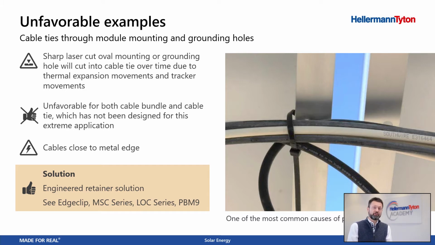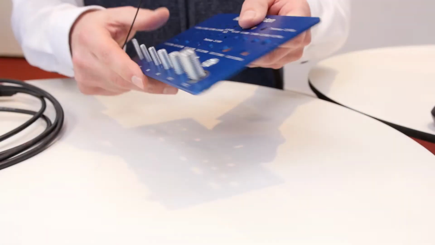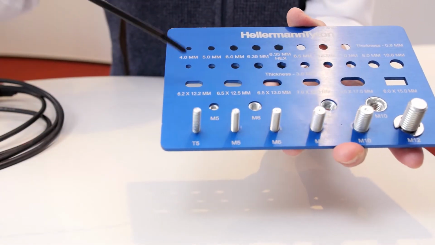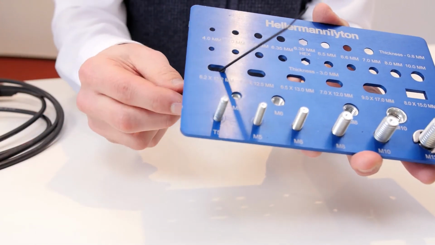The hole in this solar frame is laser cut, which means it is razor sharp. It will cut into the cable tie. Let me demonstrate how that works. I've got a simulation of a solar mounting hole, and I've got a cable tie over there.